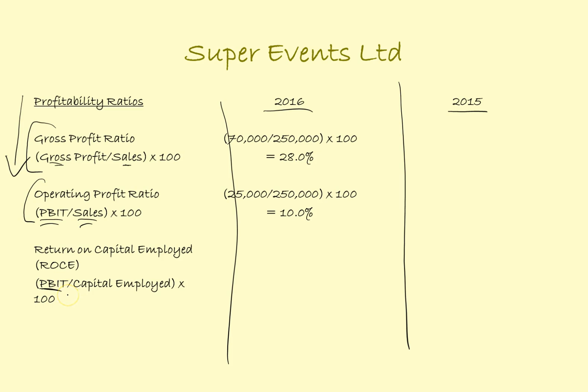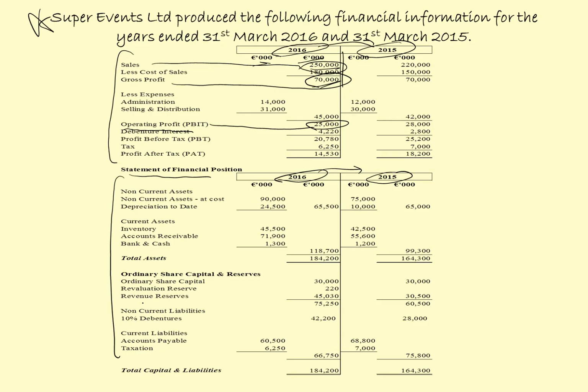I have the operating profit, PBIT, which I've just used, and I need to work out my capital employed. Well, now capital employed is the ordinary share capital plus the reserves, which in fact is this figure here. So all these added up, plus the long-term debt. So the non-current liabilities, which is the debentures here, that's the long-term debt.